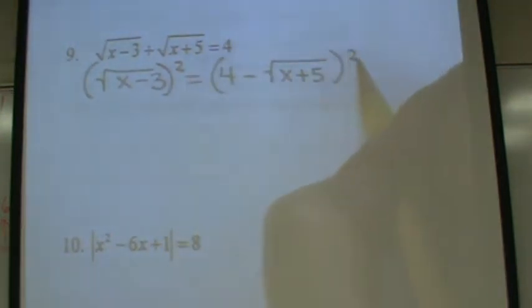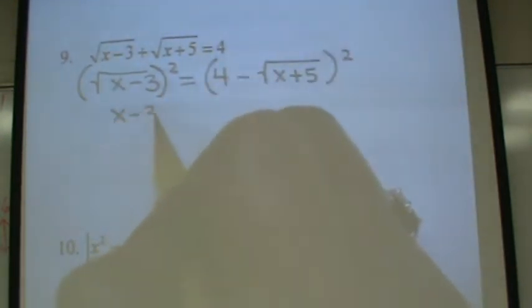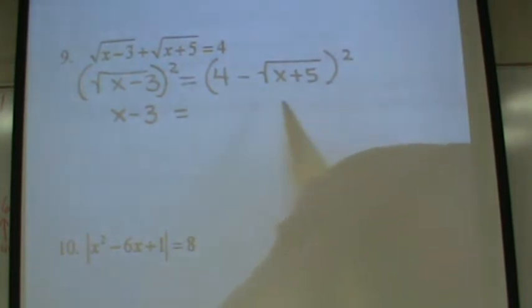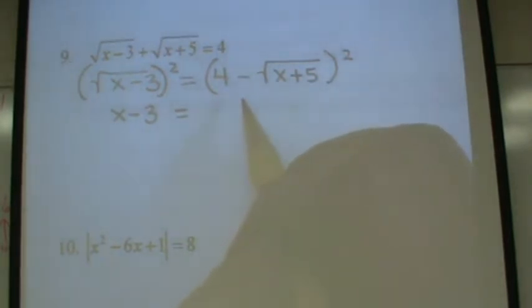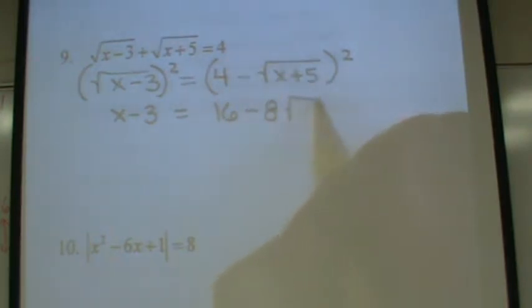When you square both sides, this side you get x minus 3. Do you guys know how to square this right here? You square the first term. It's on the back of that single sheet. You square the first term, you multiply these two by 2, and then you square the last term.